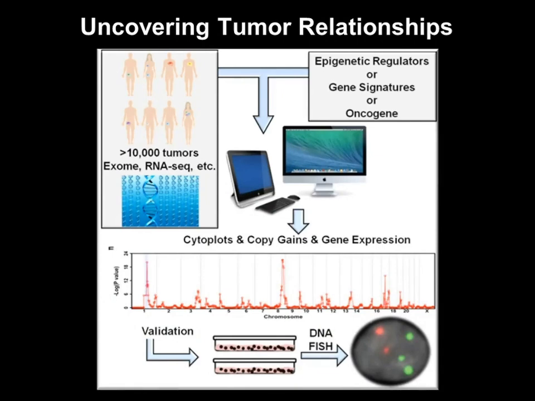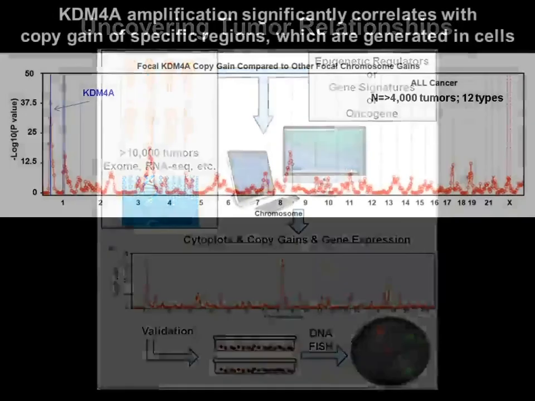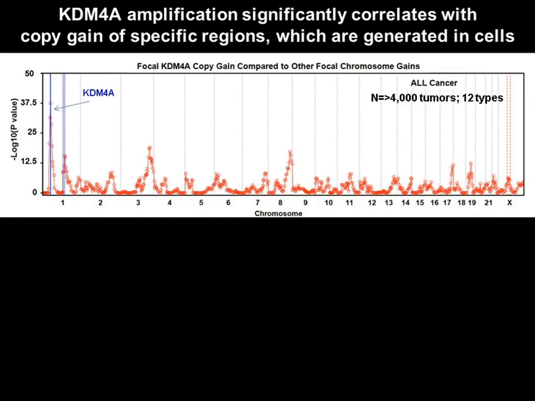What we ended up doing, and this becomes very important, is that all our original data was generated in cell models. But then we built, using TCGA data in collaboration with Gad Getz's laboratory, an informatics way to take thousands of tumors, exomes, RNA-seq, etc., and combine that with gene signatures or epigenetic factors or oncogenes of choice. We're able to generate systematic, what we call cytoplots, which evaluate copy gains or gene expression association. Then, based on these predictive models, we go back to tissue culture. Using this strategy, we were able to identify the regions that were downstream of the demethylase in the context of tumors.